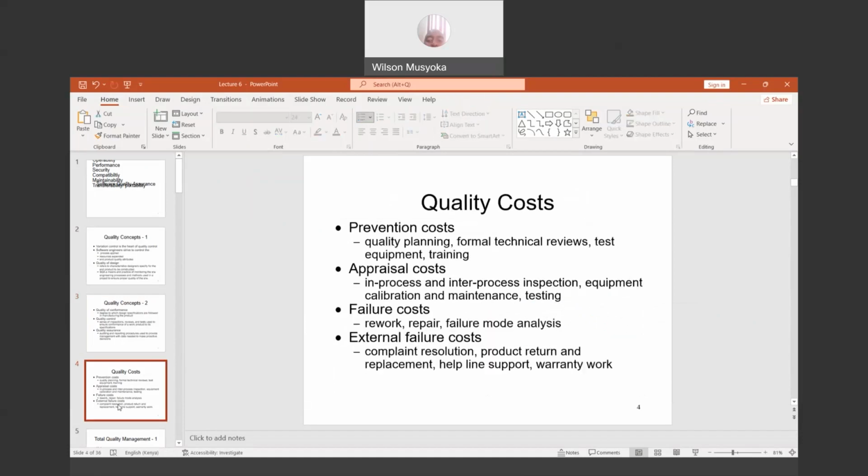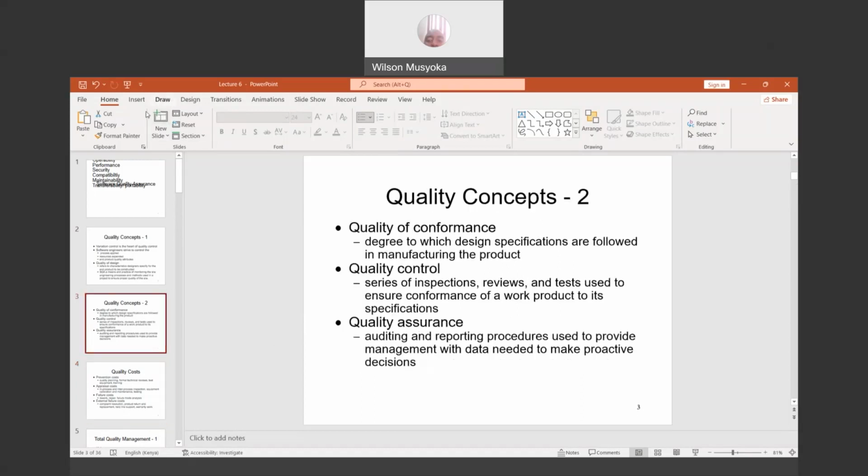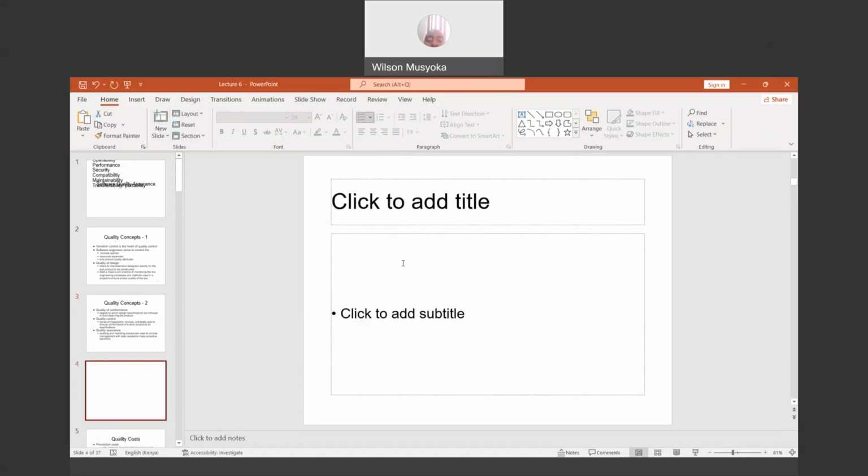Then we move on to quality costs. Normally, there are costs which are involved when you are developing software, and it is important to know about them if you want to ensure quality. Because, like we had said previously, there are three pillars which you should always maintain in an equilateral triangle. One of them is quality, the other one is time, and the last one is cost.